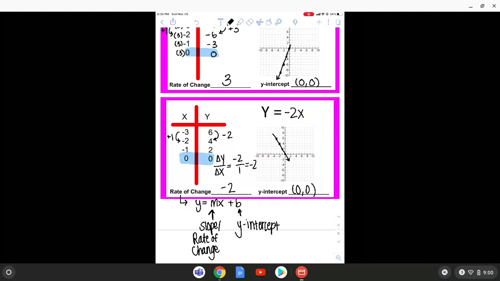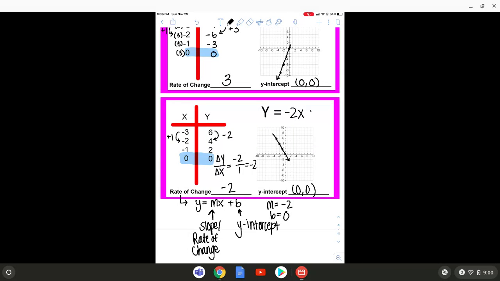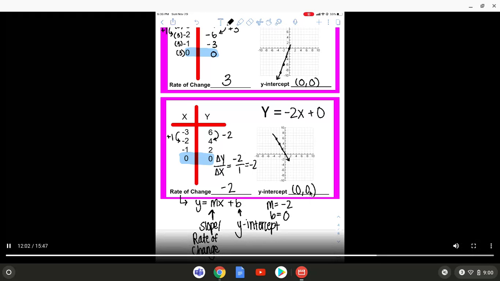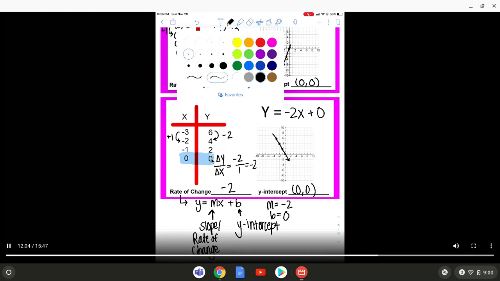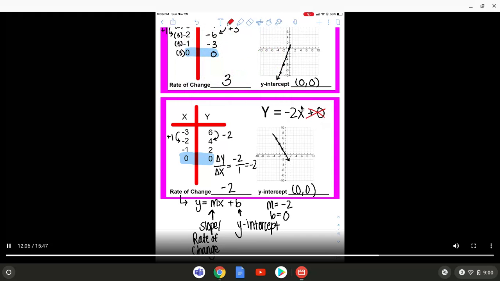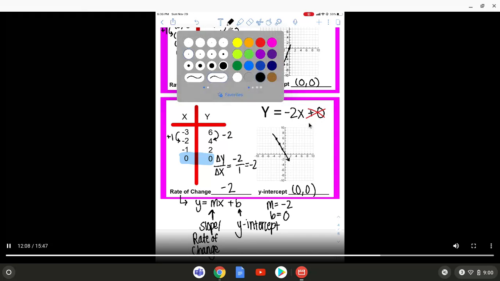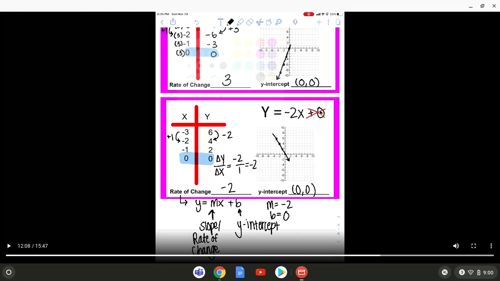So here my rate of change is negative 2. So I'm going to write that as negative 2x. Okay, so I'm just going to plug in negative 2 for the m. And in this case, b is equal to 0 because when x is 0, y is 0. So you can write plus 0, but that's not actually needed. That's just kind of extra. So you do not need to write the plus 0. You can just leave it as negative 2x.